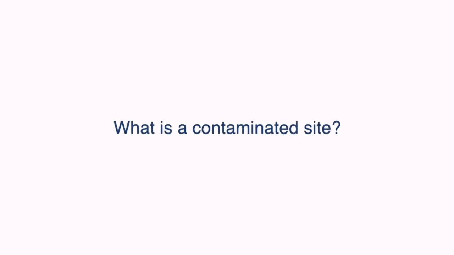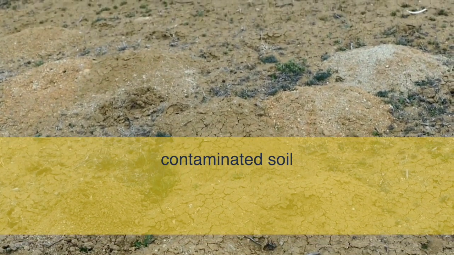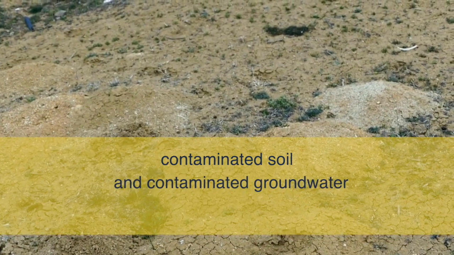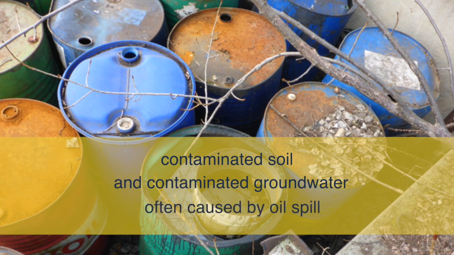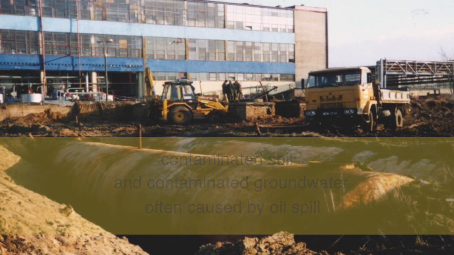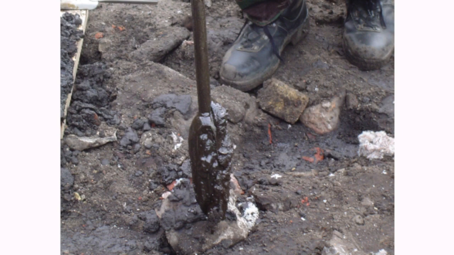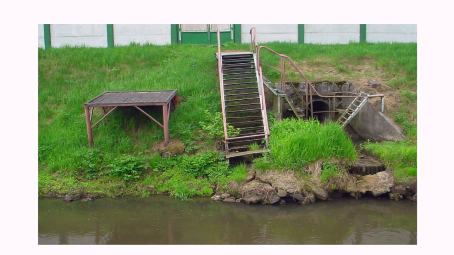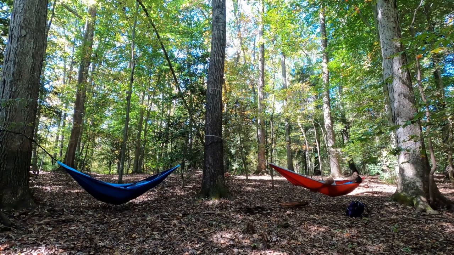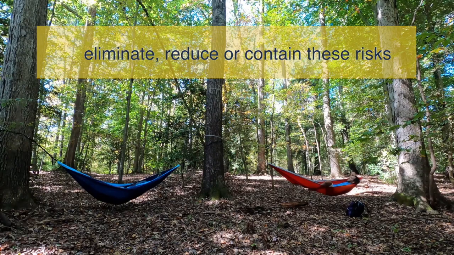Let's explain first what a contaminated site is. A contaminated site is a site with contaminated soil and contaminated groundwater. Soil and groundwater contamination is often caused by spills of products like oil. In this example, the source of the contamination is a leaking oil tank causing soil contamination and a plume of contaminated groundwater emitting contaminants in the surface water. This contamination causes risks for human health and the ecosystem, and measures should be taken to eliminate, reduce, or contain these risks.